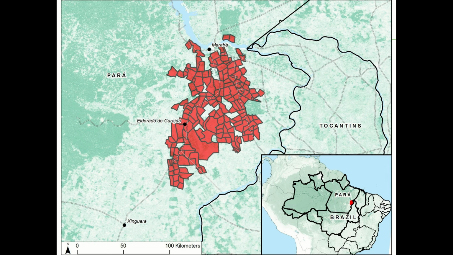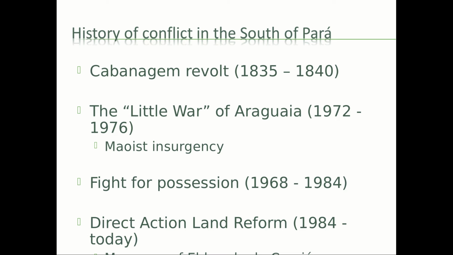And these 180 properties have had many land conflicts. But this region is no stranger to conflict. During the post-colonial period in the 1800s, there was a Cabanagem revolt. Essentially, people in this region decided to revolt from the government. There was an outright war, and fully half of the region's population was killed. In the 1970s, there was a Maoist insurgency called the Little War of Araguaia.